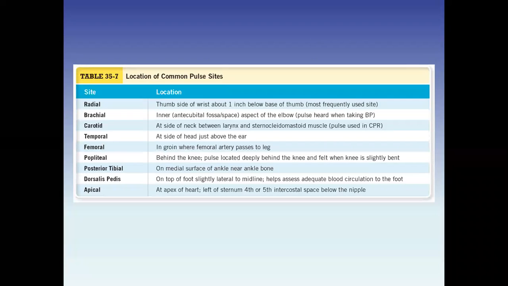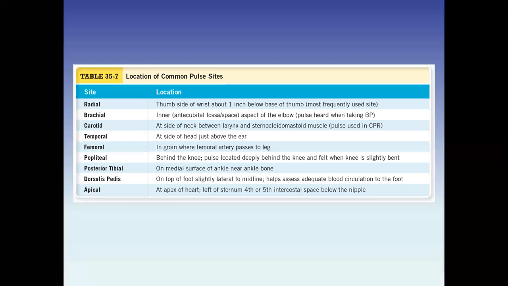The carotid is at the side of the neck behind the lateral muscle. I'm sorry, I don't know how to pronounce that word. It's a muscle. And the temporal is at the side of the head, just above the ear.